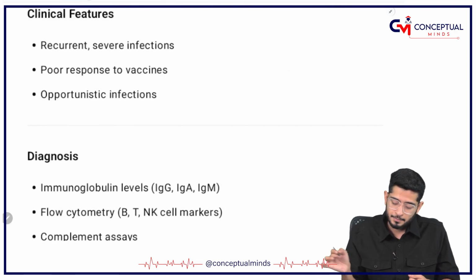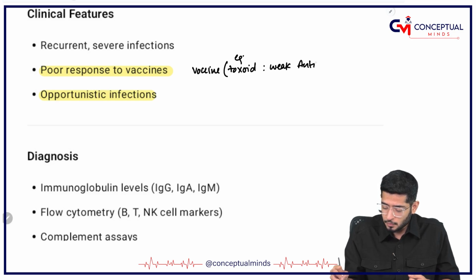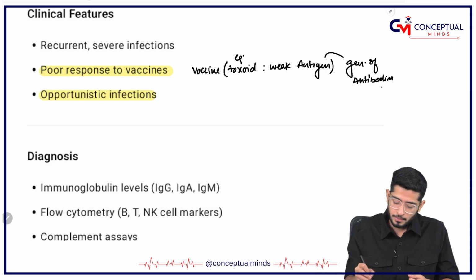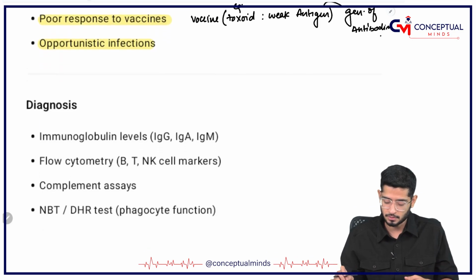So, what is going to happen if there is immunodeficiency? Of course, the opportunistic infections, the poor response to even the vaccines, because in vaccines, what do we do? In vaccines we give a toxoid, for example, okay, a weak antigen, the one which is only responsible for the generation of antibodies, okay. So, now the generation of antibodies is not going to occur because the immune system is poor. Of course, there will be recurrent severe infections which are going to happen.